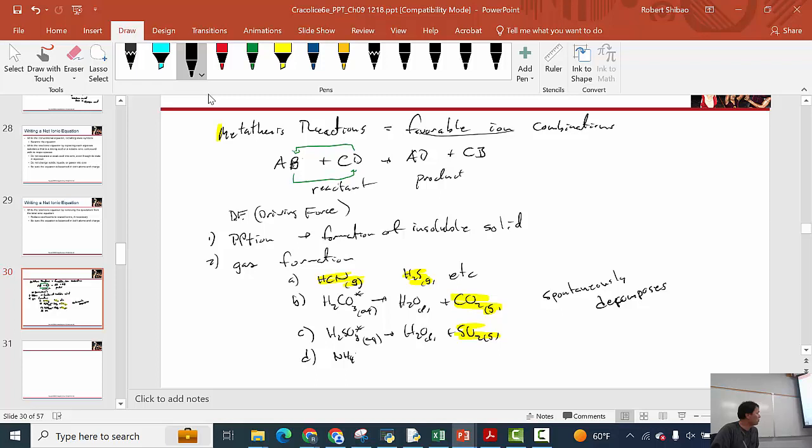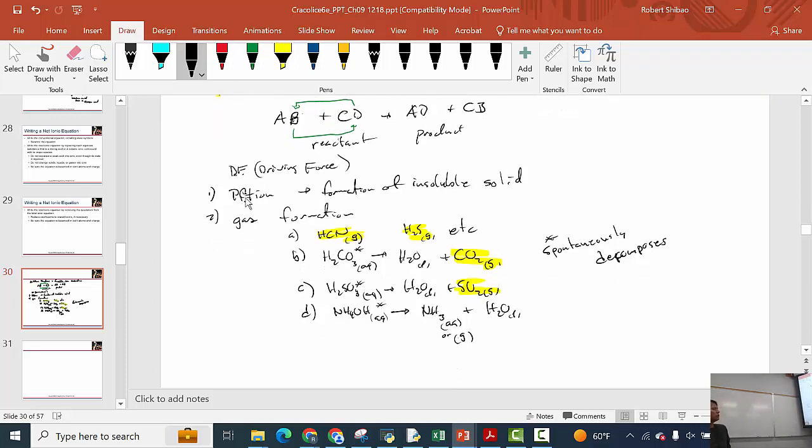What's this called? NH4OH. Ammonium hydroxide. Ammonium hydroxide is unstable too. It decomposes into ammonia plus H2O liquid. Now ammonia is either aqueous and or gas. Depends on how warm the solution is, but ammonia is normally a gas and it can vaporize out of solution. So this is gas formation.